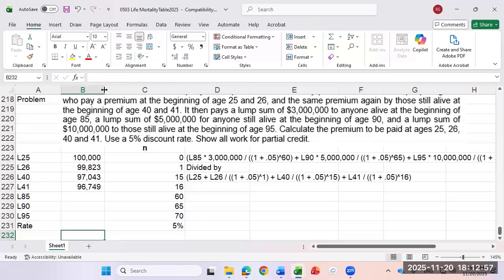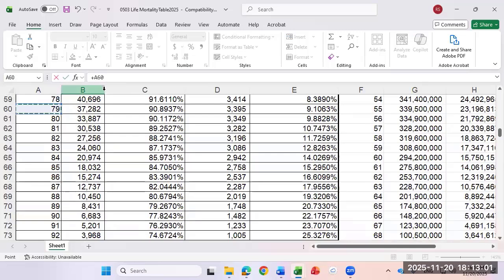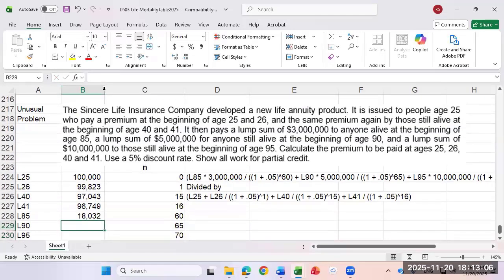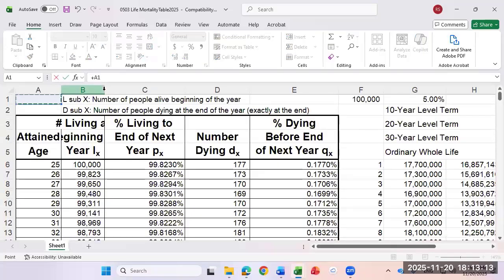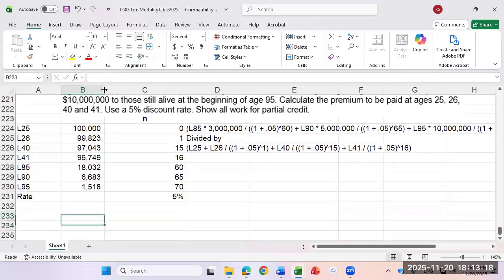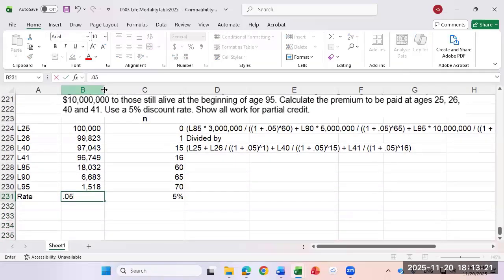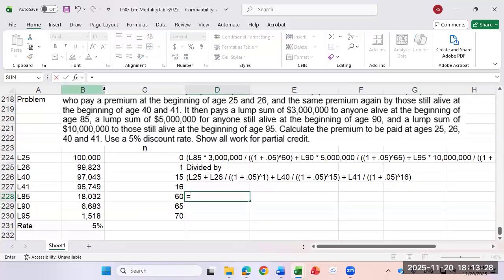So L85, how many people did we lose when we go out to L85? We're down to only 18,000. L90, hardly anybody's left. Only 6,000 people are left. L95, man, it's just pretty slim pickings. So we'll see if I can get it right.